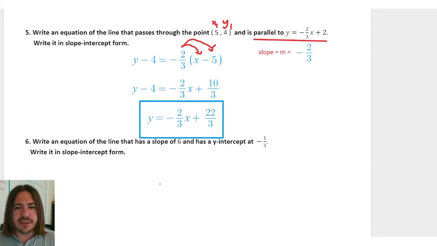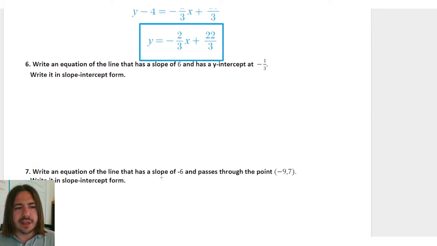Number 6 is a similar problem. It says, write the equation of the line that has a slope of 6. Okay, so that's given to me right off the bat. And has a y-intercept of -1/3. And if I'm writing this in slope-intercept form, that's actually really good because I already have the slope and the y-intercept. So I'm not going to have to rearrange the equation or anything like that. So I'm going to get 6x minus 1/3, and that's my equation.